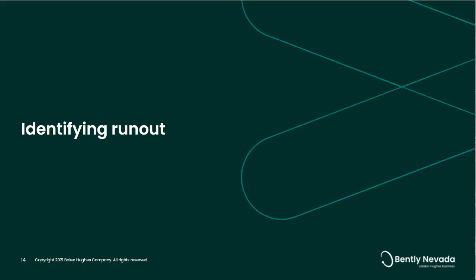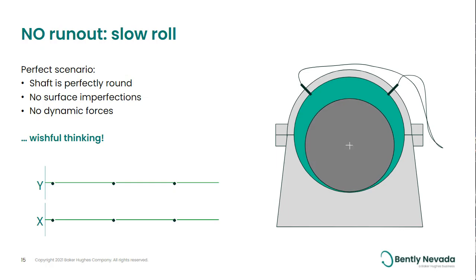Next, look at how we go about identifying different types of runout. In order to understand what bad looks like, we also need to understand what good looks like. So first we'll start with the simplest of simple scenarios. In this case, the shaft is operating at slow roll, and the shaft is perfect. What we mean by perfect is the shaft is perfectly round, there are no surface imperfections, and because of that slow roll, there are no dynamic forces. I know this is wishful thinking, but let's just take it as an example.